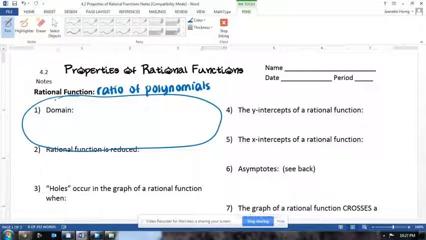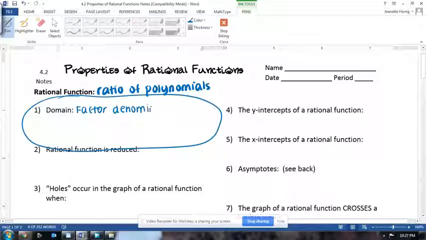To determine your domain, you're going to factor your denominator first, because all of the things that we're going to look at now that are rational functions will have a fraction and thus have a denominator. And we have to figure out when your denominator will equal 0. That's going to be the restrictions on your domain. So I'll set each factor in the denominator equal to 0.